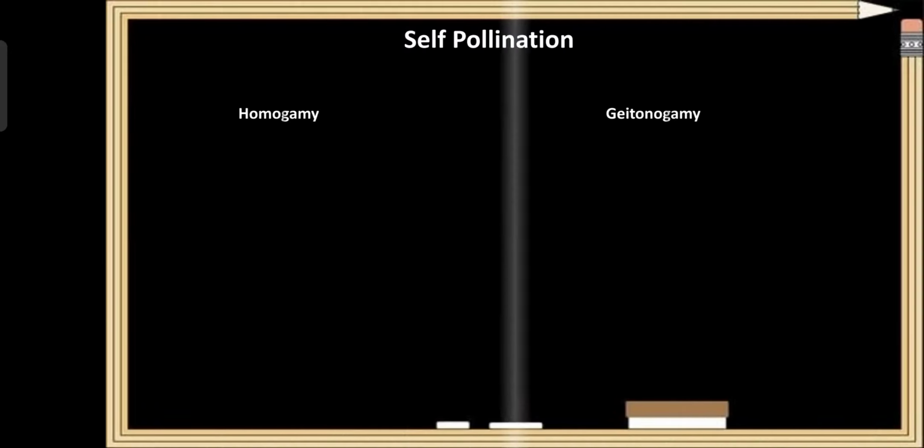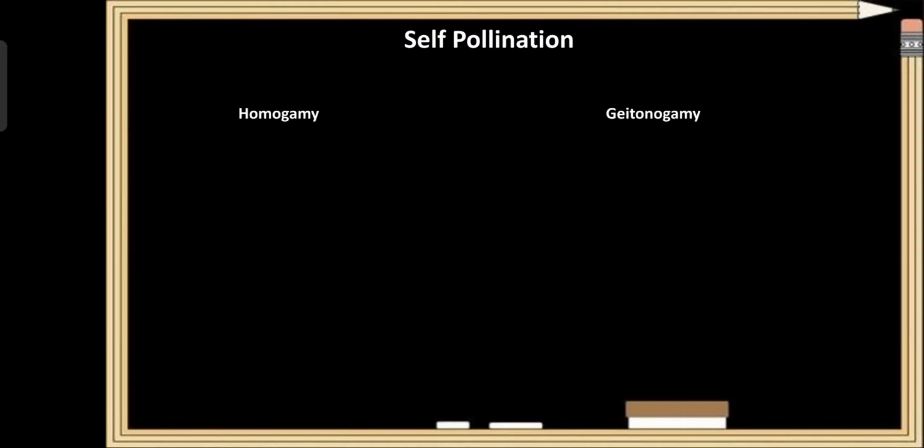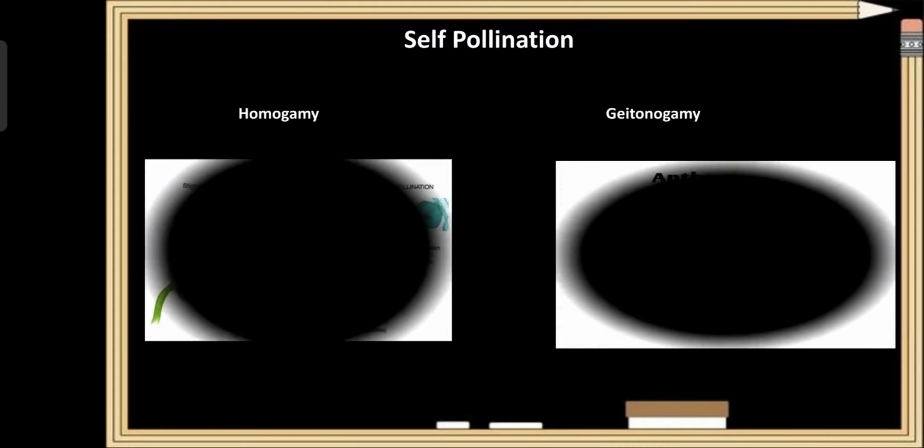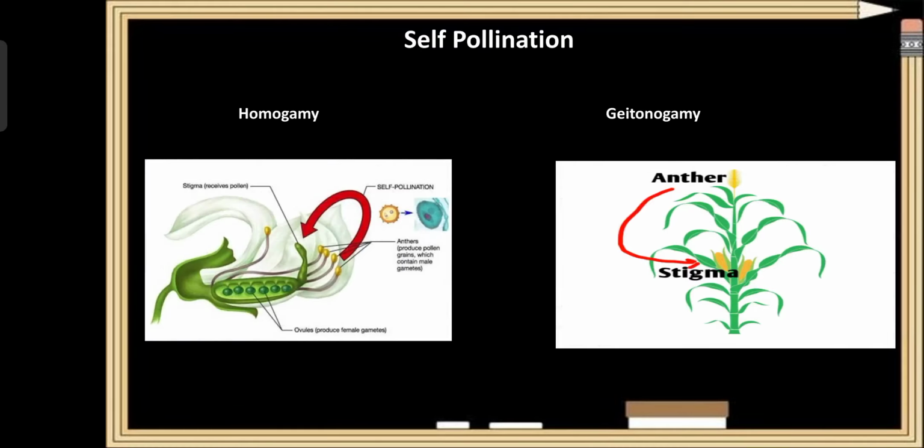Now, let us study self-pollination and its types. What is self-pollination? Self-pollination is the transfer of the pollen grain from anther to stigma of the same flower. Self-pollination can also be referred to as autogamy. Under self-pollination, we have two divisions here, homogamy and heterogamy.